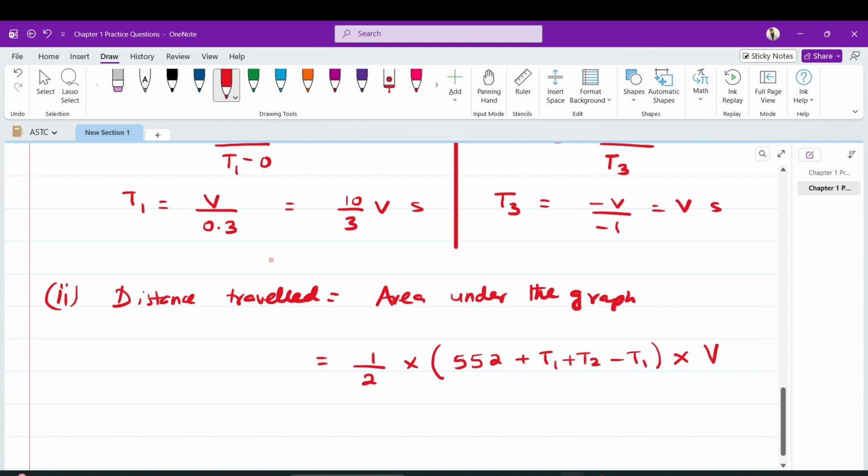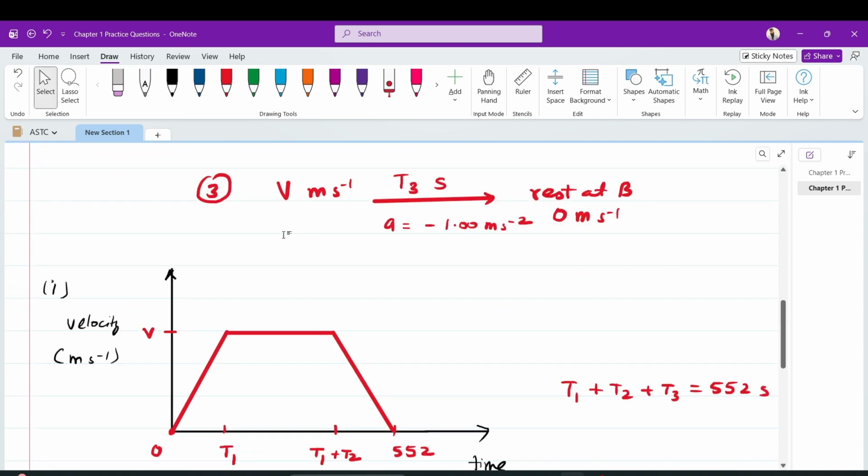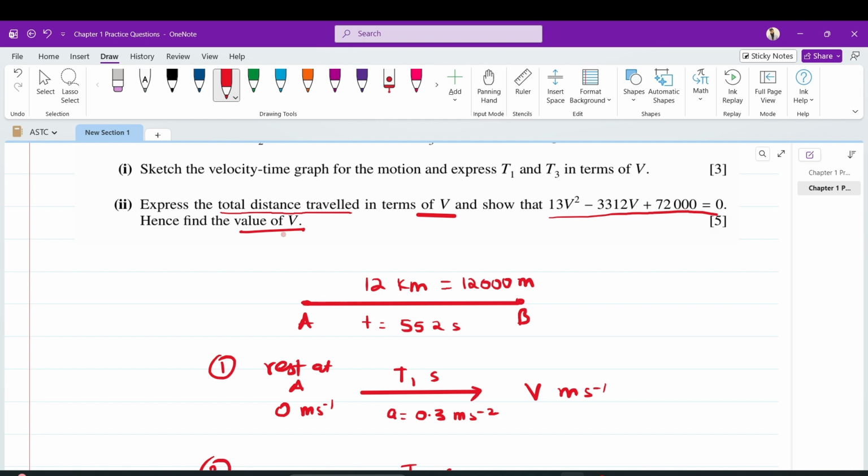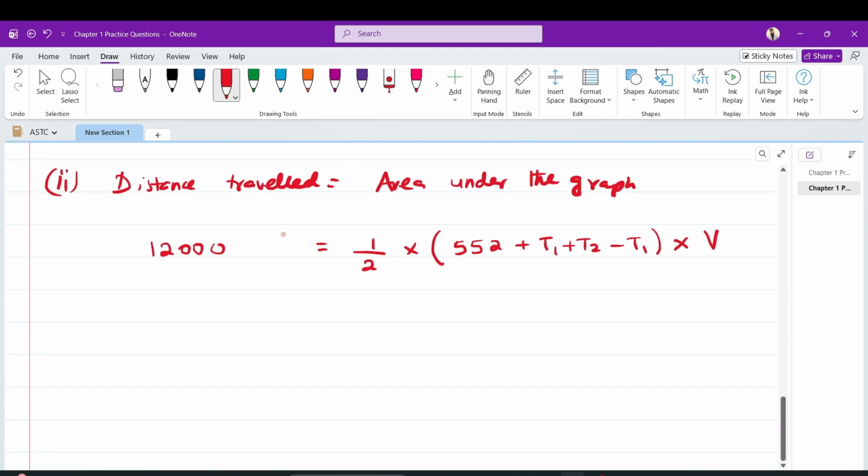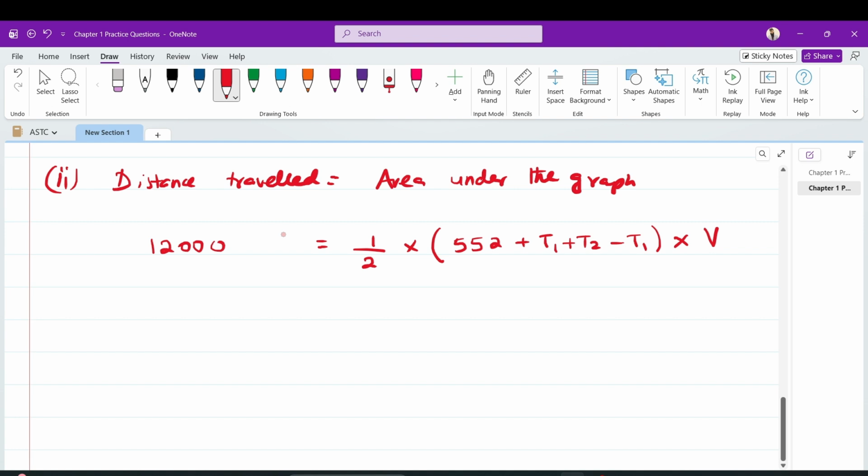Now the distance traveled was already given to us at the beginning of the question, which was 12 kilometers, and we already converted it into 12,000 meters. So now I'm going to multiply this 2 on the other side so that this becomes 24,000 equals, from here t1 and t1 over here, so this will be cancelled. We're going to get 552v plus v t2.